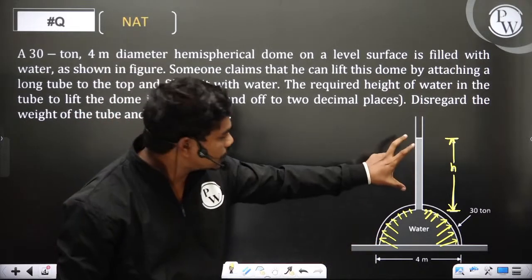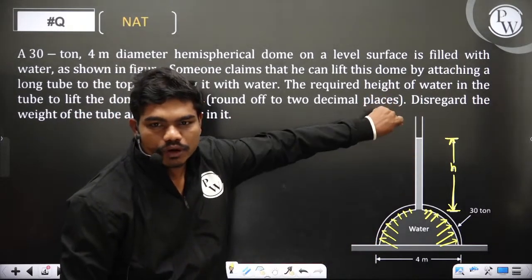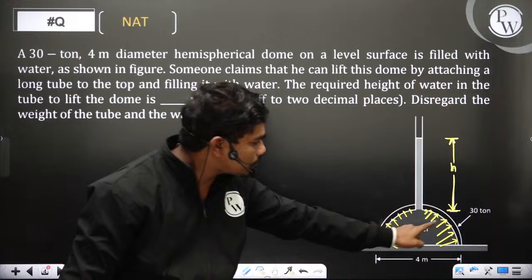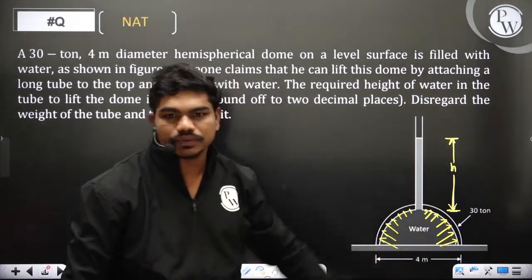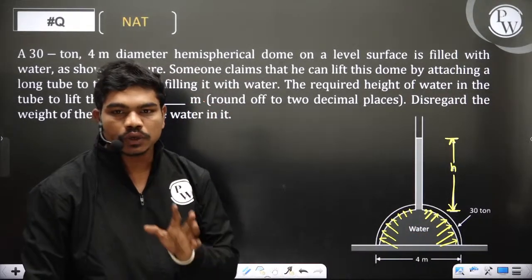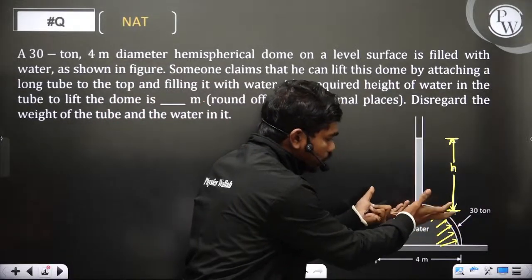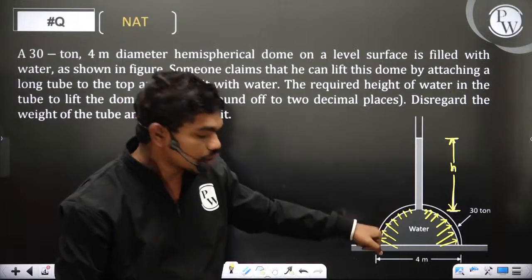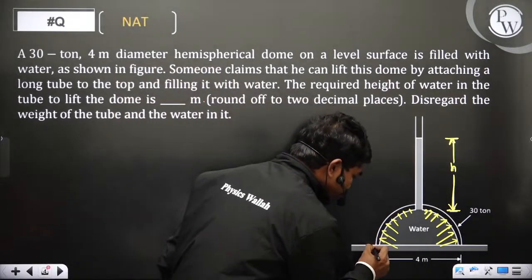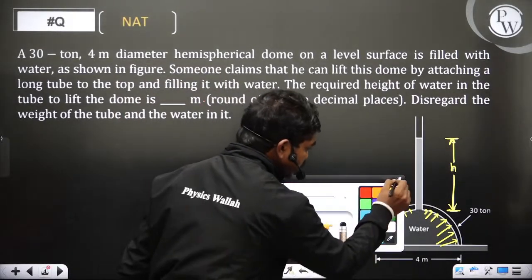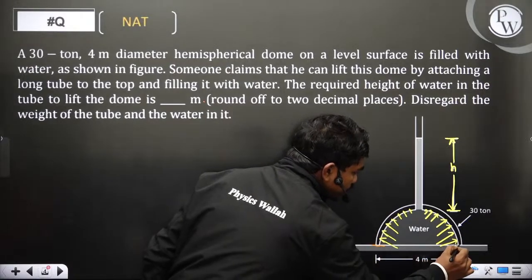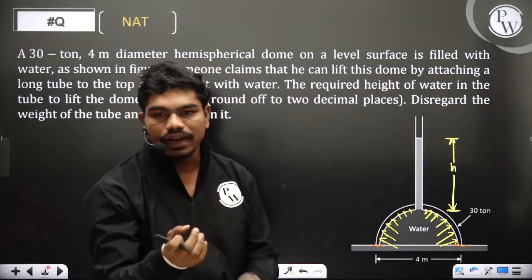If this is the height h, as you keep on pouring water, as this height increases, the pressure acting at all these points will increase. Correct? So there comes a particular situation where the pressure acting on the dome is balanced by the weight of the dome, so that this contact between the dome and the level surface will get disconnected.